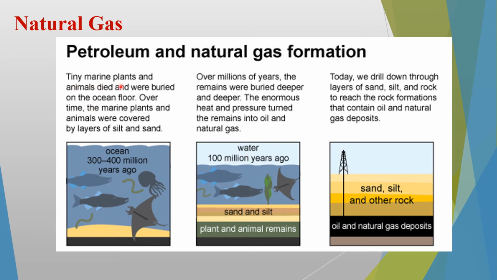Tiny marine plants and animals died and were buried on the ocean floor. Over time, the marine plants and animals were covered by layers of silt and sand. Over millions of years, the remains were buried deeper and deeper. The enormous heat and pressure turned the remains into oil and natural gas. Today, we drill down through layers of sand, silt, and rock to reach the rock formations that contain oil and natural gas deposits.